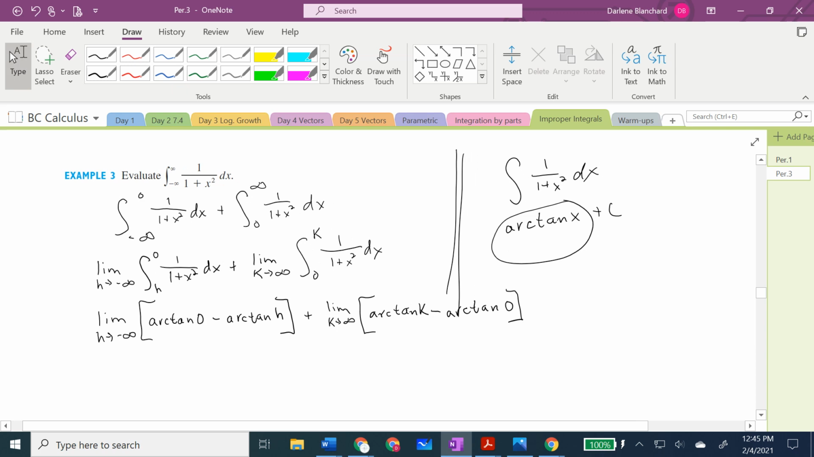And, oh, look, it's an arc tank. Ha, ha. Okay, never mind.